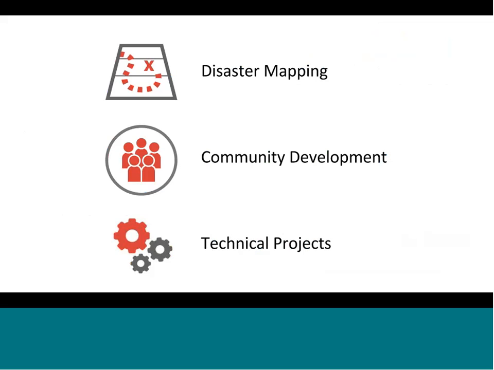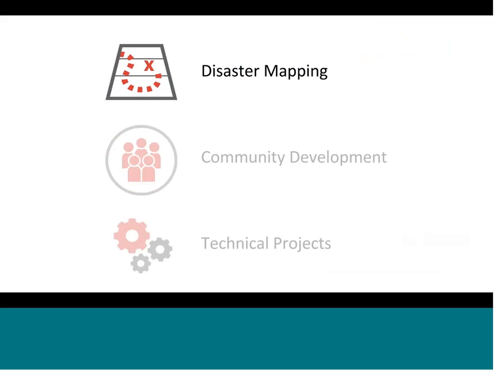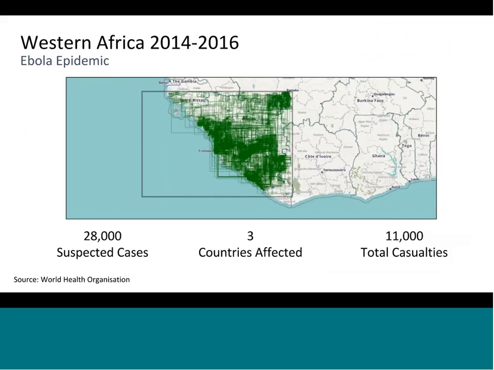So, as I mentioned, we really do 3 different types of work. There's the disaster mapping, community development, and we also do technical projects. So the disaster mapping, which I mentioned a bit before. So this is just an example of one of the disaster mapping.